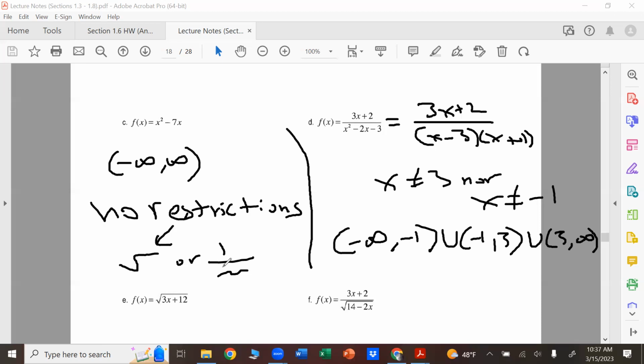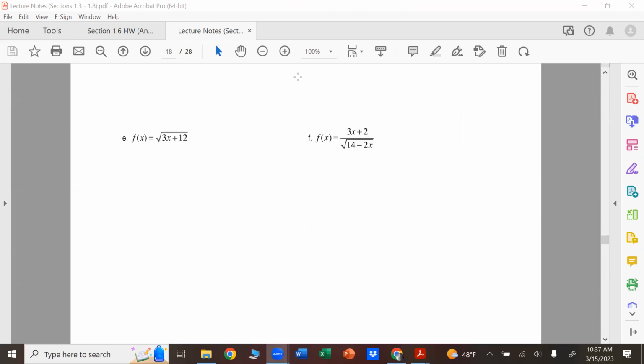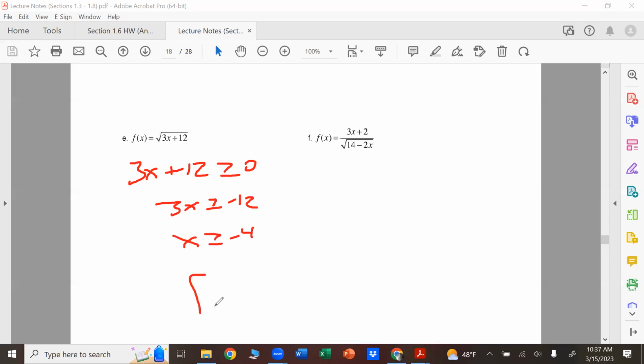Okay. So for E, you have a radical, right? We know that has to stay positive, so that has to be greater than or equal to 0. 3x is greater than or equal to -12. x is greater than or equal to -4. And it's included, obviously, because you can have 0 in the radical, unless it's at the bottom of a fraction, which we'll see in the next problem. So there you go.